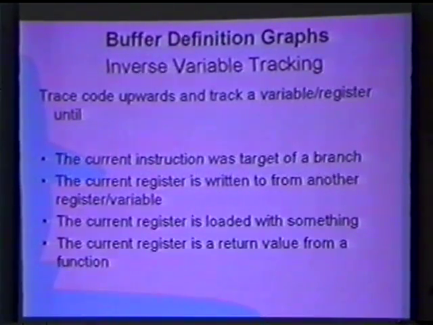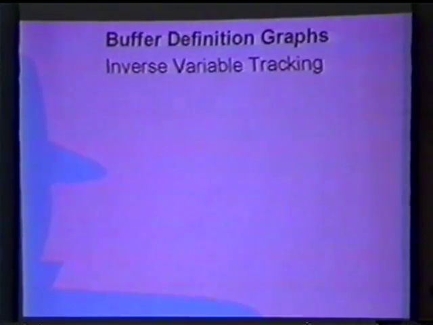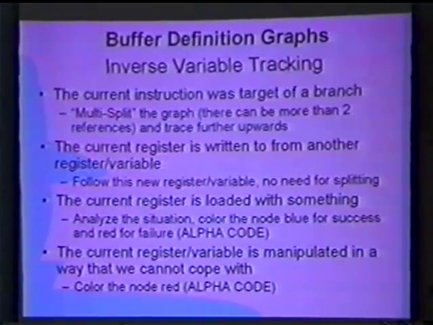You trace upwards until you encounter either an instruction which was the target of a branch, or an instruction which writes to your current register, or an instruction which loads from your current register, or until you get a call and your current register is like EAX, so the return value of the function. So basically, if your current instruction was the target of a branch, you've pretty much found the inverse of the normal branch, which means if you take the normal flow graph which we had before and flip it upside down, all of a sudden all the down arrows become up arrows.